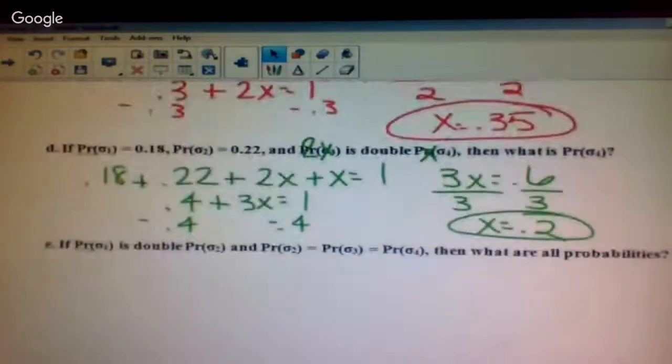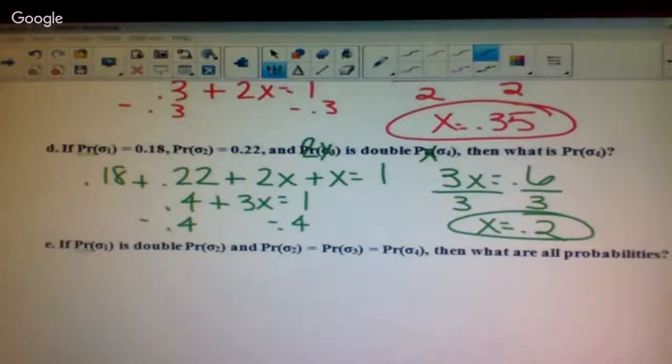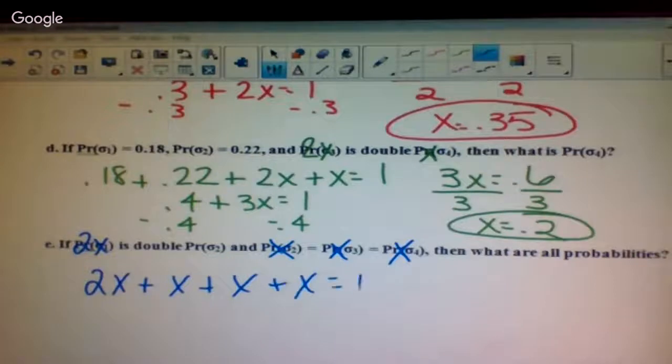Okay? Last one in the section. If 1 is double 2, and 2 equals 3, which equals 4, what are all of the probabilities? You want to find the one with the least probability, which is going to be event 2. So assign that a variable. If 2 is x, what does that make 1? 2x, it's double. What does that make 3? x. And 4 is x. So 2x plus x plus x plus x equals 1.